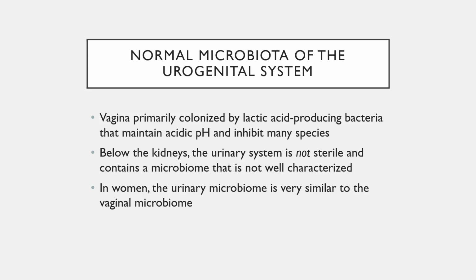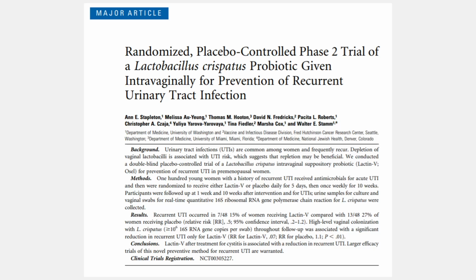In fact, there is some evidence that lactic acid producing bacteria also play a role in competitively excluding pathogens in the urinary tract. And there are some initial studies that indicate that lactobacillus has an inhibitory role at preventing urinary tract infections. In this study, there was a placebo-controlled phase 2 trial of administering Lactobacillus crispatus as a probiotic to determine whether this would have an effect on preventing urinary tract infections, and in fact it did.